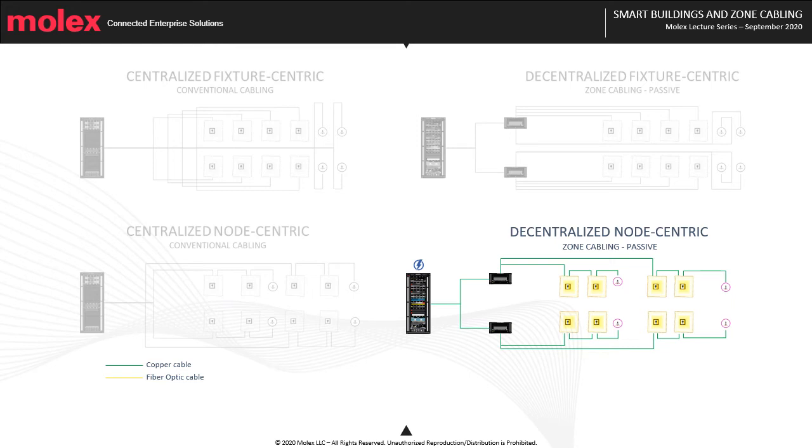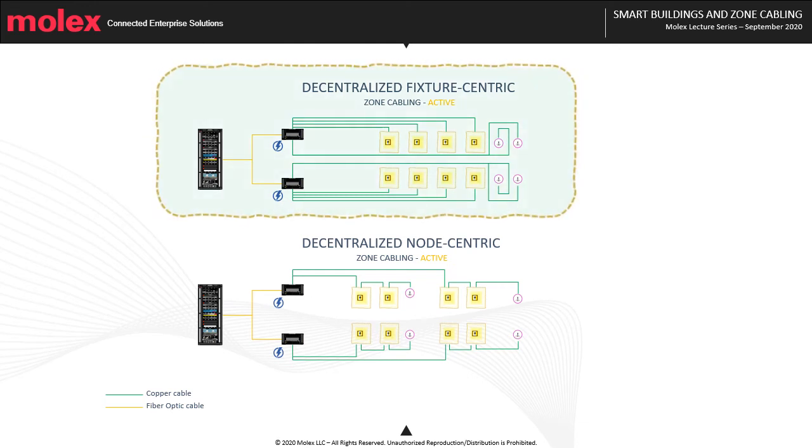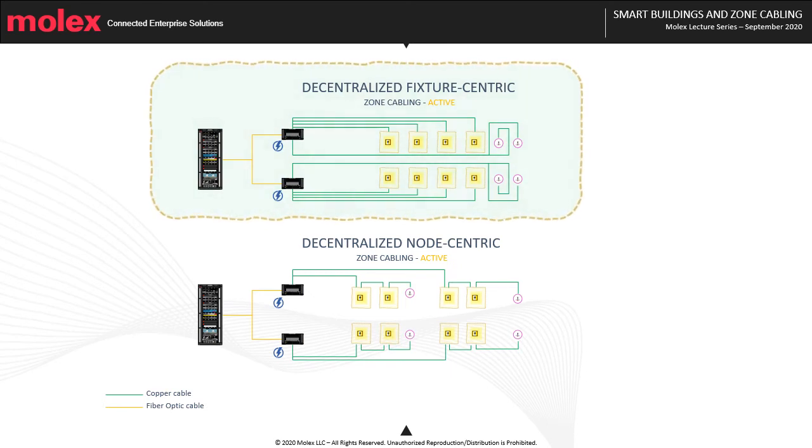And with the decentralized node-centric architecture, this one would benefit from even more flexibility as well, since the zone enclosures provide an additional area of administration. Additionally, the daisy chain approach reduces the amount of copper cables as well. Active zone cabling, decentralized, fixture-centric and node-centric: in comparison with the two previous designs, these two architectures greatly reduce the amount of copper cable, since each zone enclosure is attached to the TR with fiber optic. The decentralized fixture-centric active zone cabling architecture is the one we will choose to make the comparison with the conventional architecture.